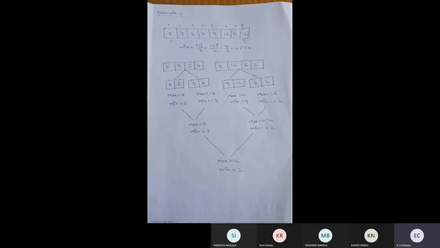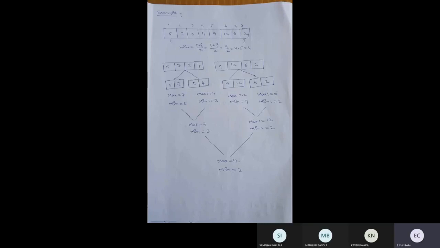Comparison of max and max1. Which one is the maximum value? 7, sir. Maximum equal to 7. Next, comparison of minimum value, min and min1. Here the minimum value is 3. Minimum value equal to 3.